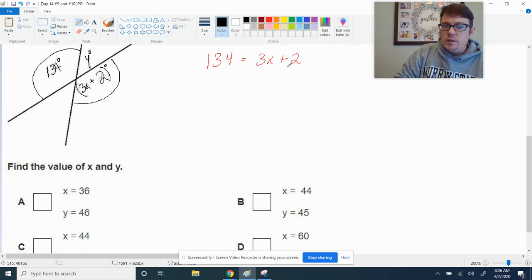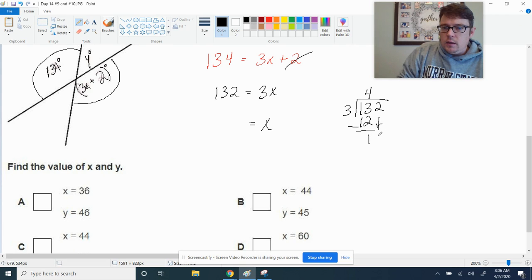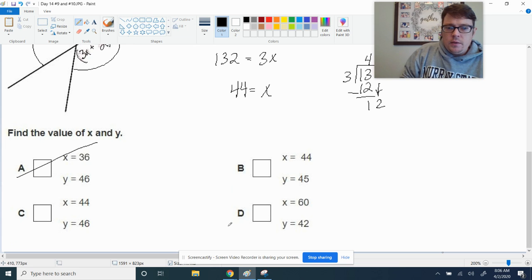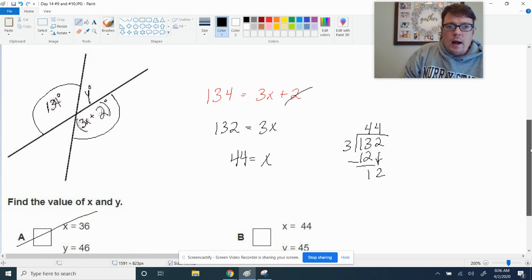The first thing we want to do is knock out the 2, right? If we knock out the 2, we're left with 3x, but we got to take 2 away from the 134, and we get 132. And to find out what 1x is worth, if 3 of them is worth 132, we need to divide 132 by 3. It will go into it 4 times, and then another 4, right? So x is 44. So that rules out this one, and it rules out this one. We're down to either B or C. We just got to find out what y is equal to.